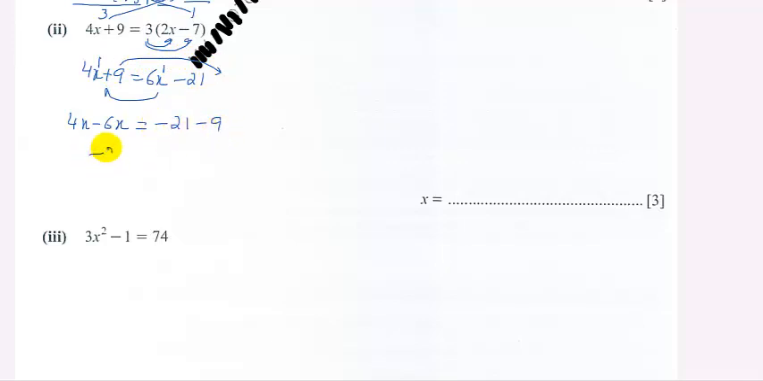So it is minus 2x. Here we have minus 30. So here, this will become the denominator, minus 2. So minus minus cancel, plus 15. So x is 15.